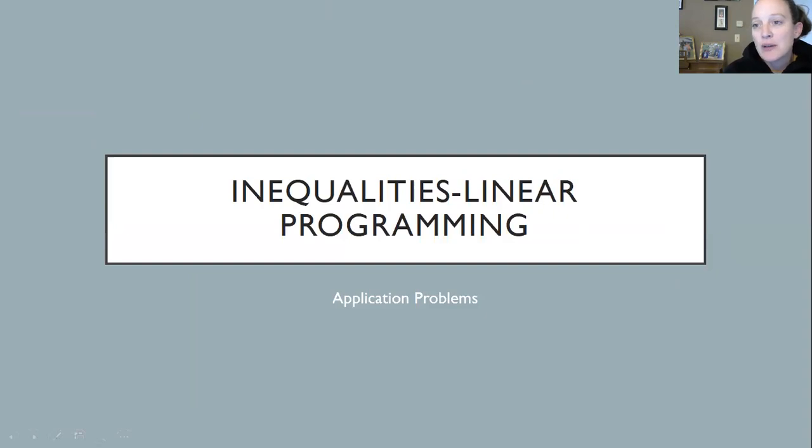What makes this unit, or this section, my favorite is because these are application problems. Mr. Hogsett and I will always try to answer that question, when would I ever use this? We know that not all of you will be using this particular type of math, but we want to give you an idea of where it is used and how it's used.